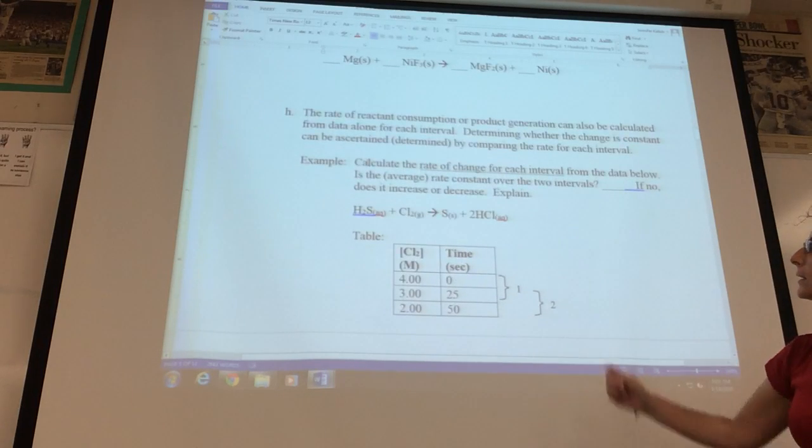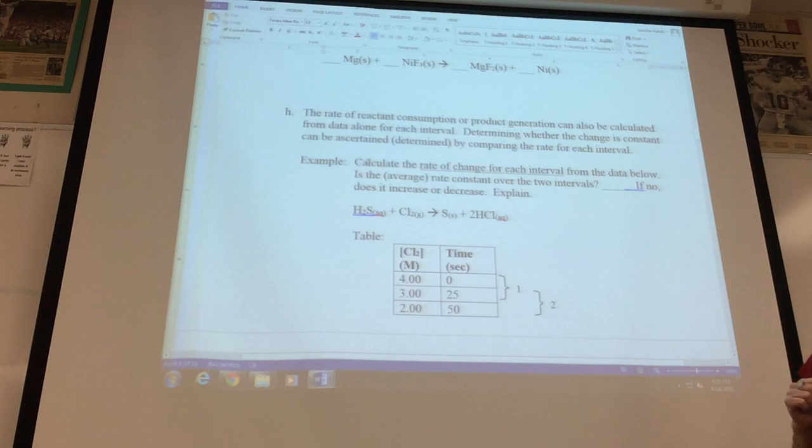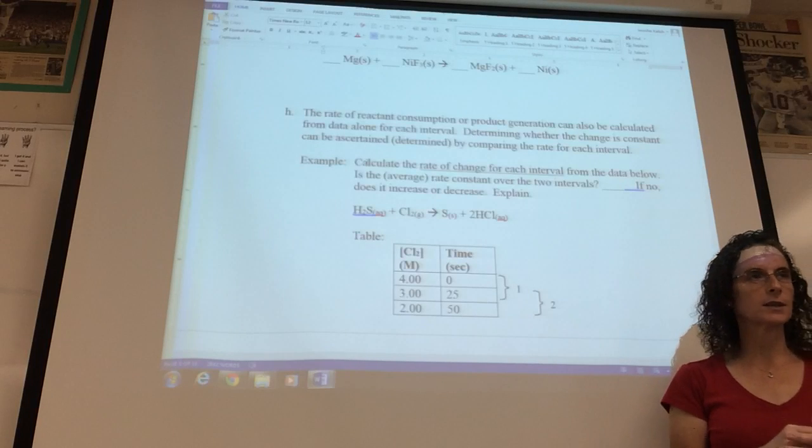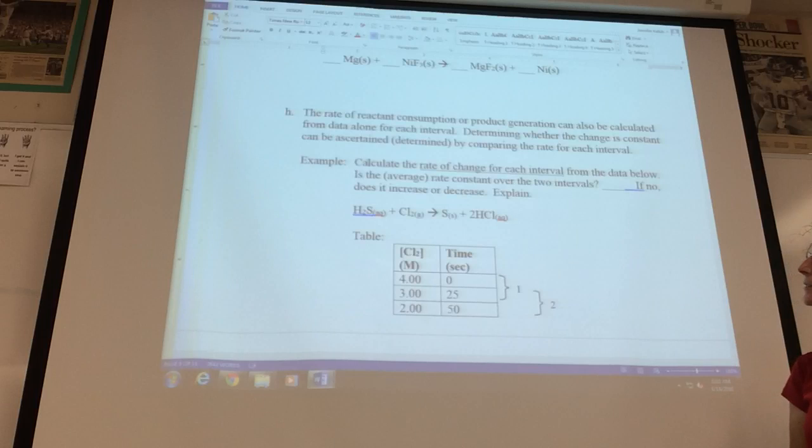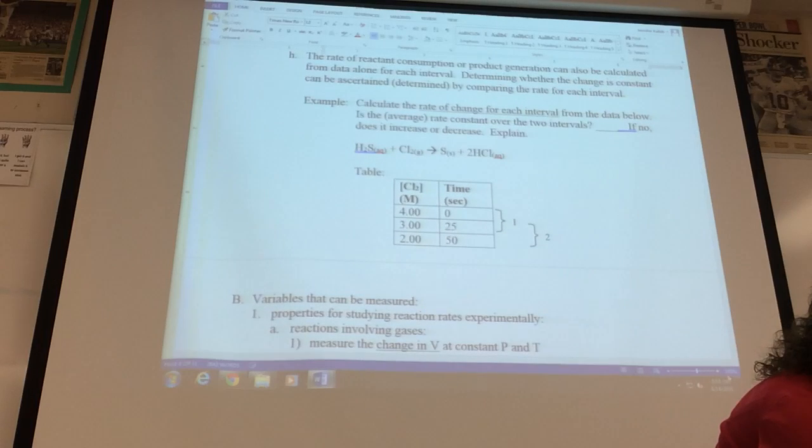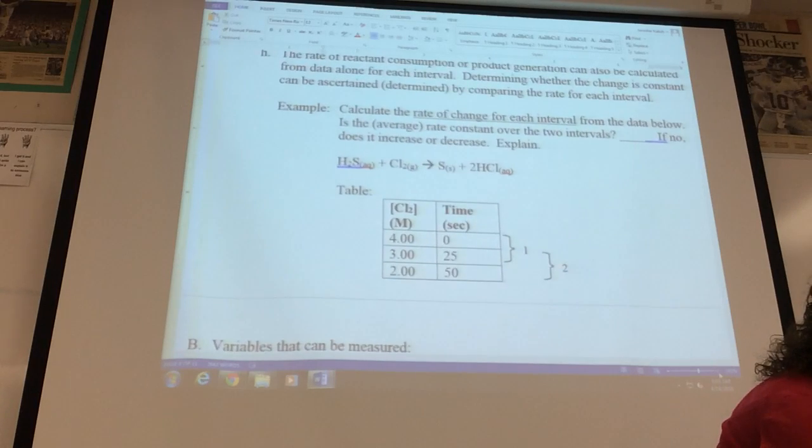For example, it says calculate the rate of change for each interval from the data below. Is the average rate constant over the two intervals, yes or no? If no, does it increase or decrease? And we'll do all different variations of this, so you will be successful with it. And then you'll need to explain, and the explanation really is very simplistic.